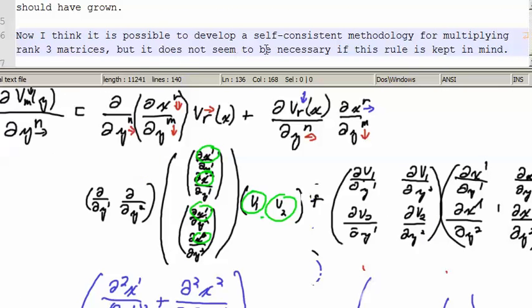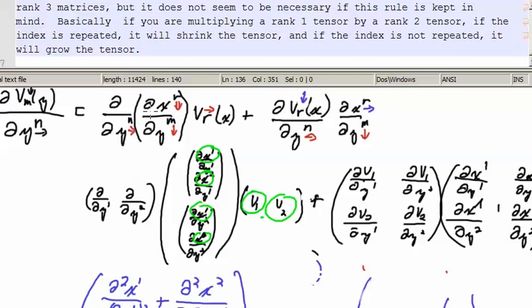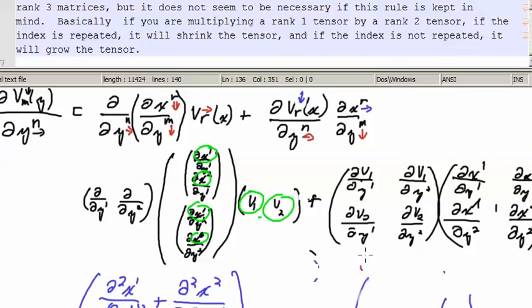Now, I think it is possible to develop a self-consistent methodology for multiplying rank 3 matrices, but it does not seem to be necessary if this rule is kept in mind. Basically, if you are multiplying a rank 1 tensor by a rank 2 tensor, if the index is repeated, like this and this, then it will shrink the tensor. And if the index is not repeated, it will grow the tensor. I think that also holds if you have a rank 3 tensor, maybe.